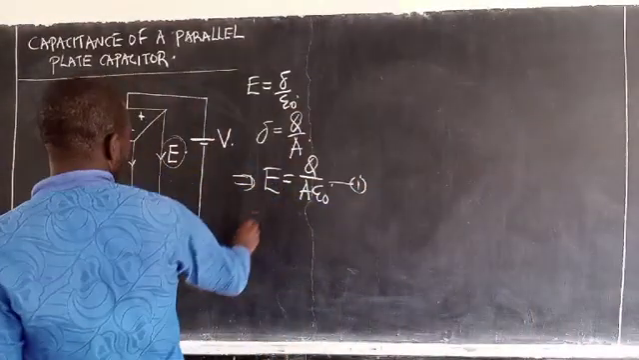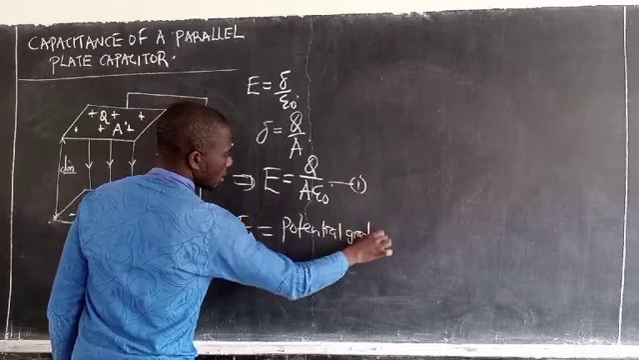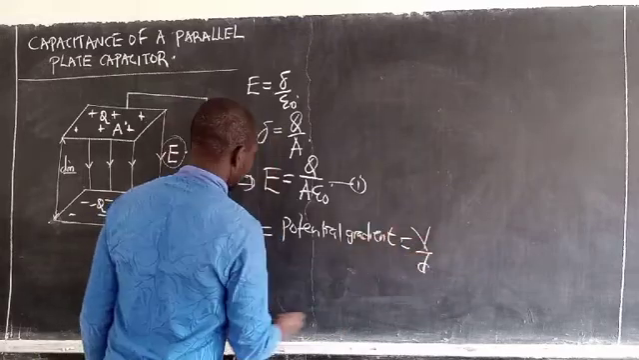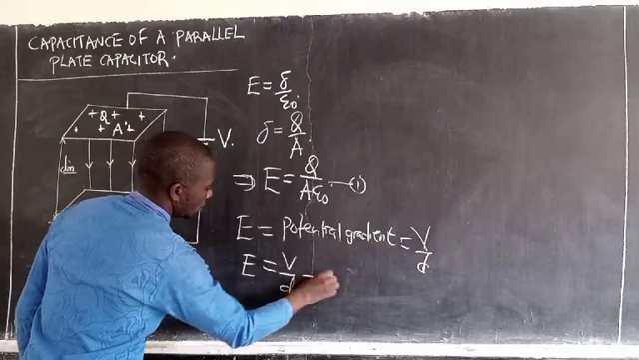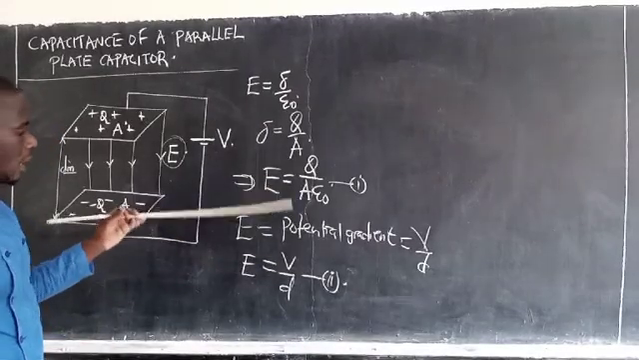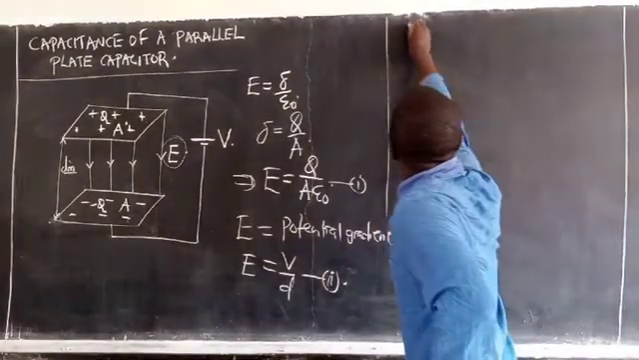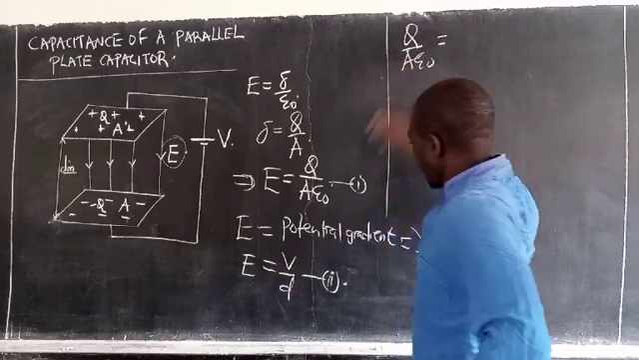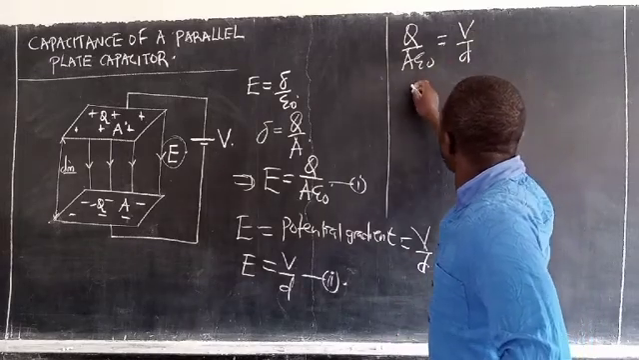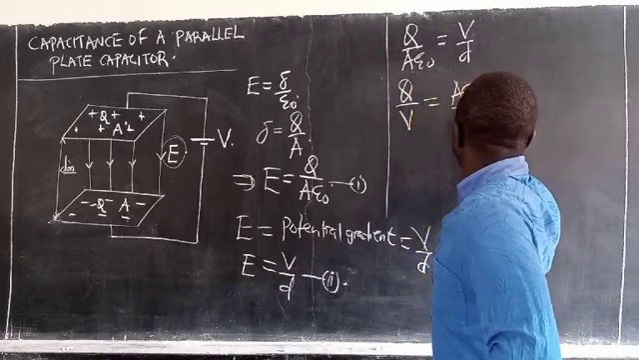Also, E is equivalent to the potential gradient, which is equal to V over D. So E is V over D. That's equation 2. So from 1 and 2, we have Q over A epsilon naught equals V over D. When I cross multiply and divide, we shall have Q over V equals A epsilon naught over D.